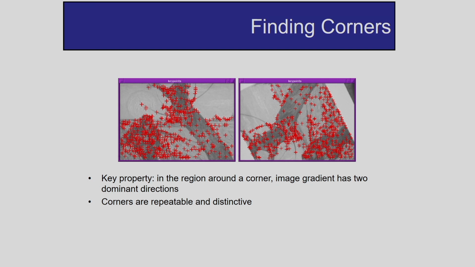So, for this I have to determine the image gradient. I can determine the image gradient along the x direction and along the y direction, and based on this I can determine the corner points, and the corners are repeatable and unique. I will explain how to determine the corner points in my next slide.